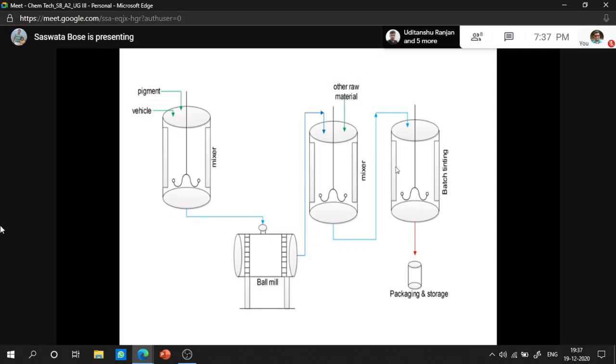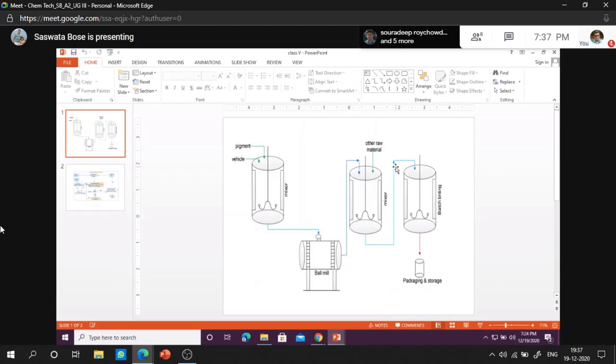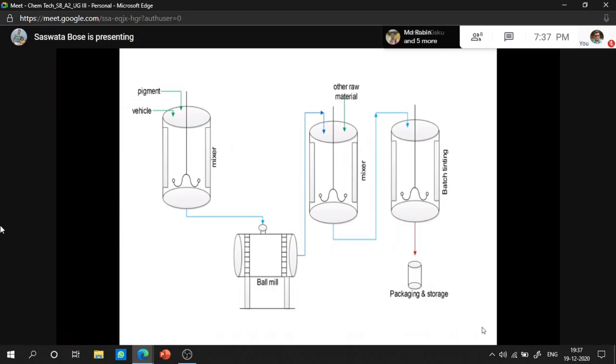But another drawback will be that if the speed of rotation is very high, what will be the drawbacks? Anybody? If the speed of rotation is higher, what will be the situation then?